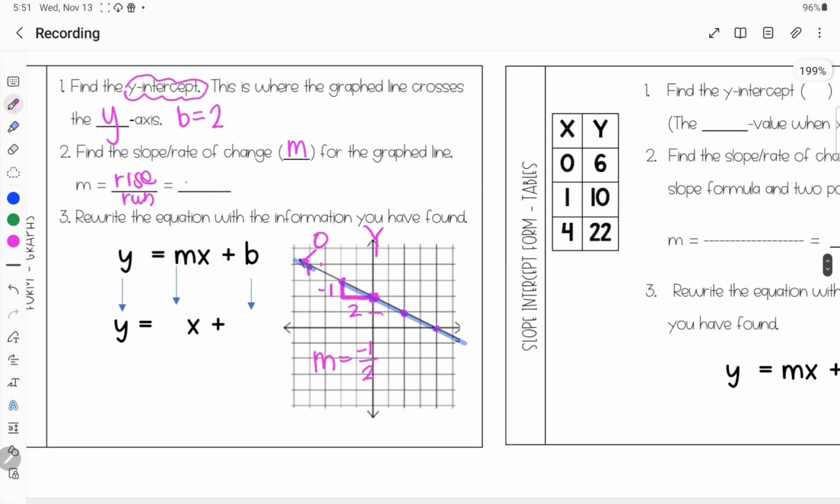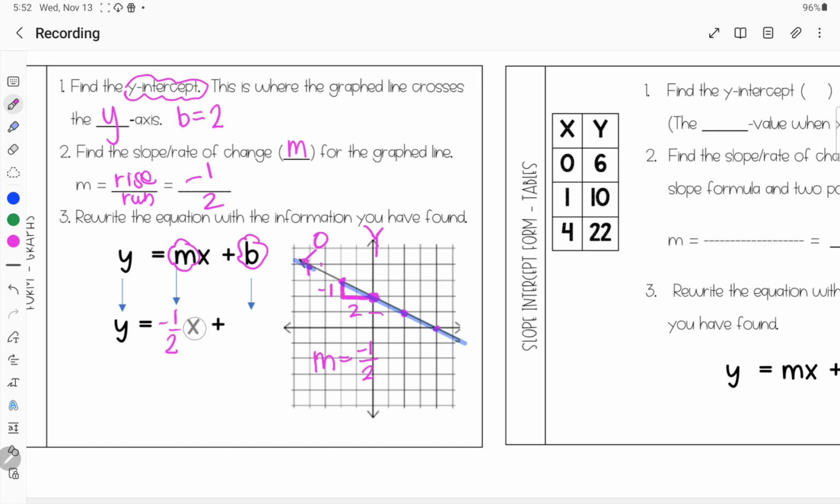So that's step 2, is to find your slope. Find your y-intercept, find your slope, and now we're going to plug them into our equation. We do not miss y. We're only trying to find our m and our b. So my slope, my m, was negative 1/2.